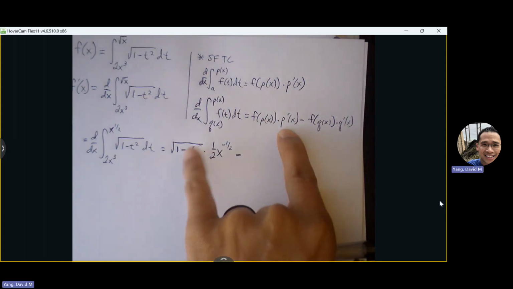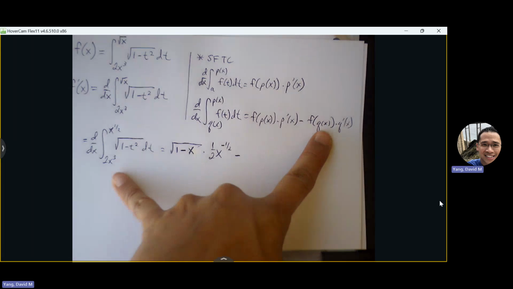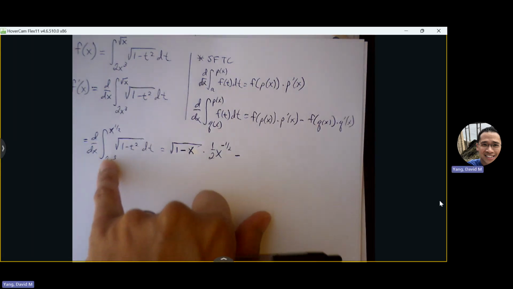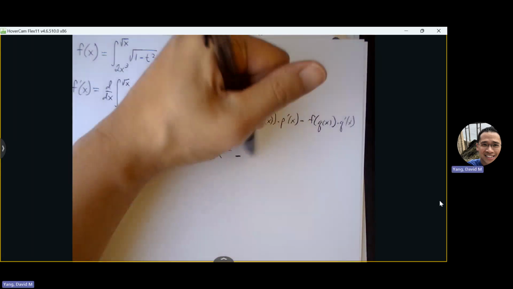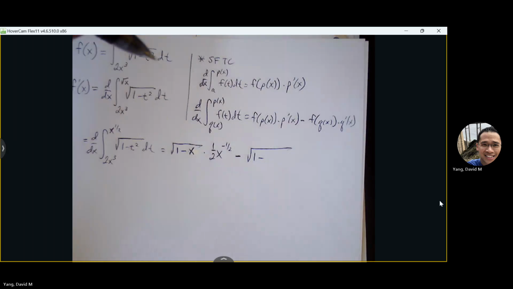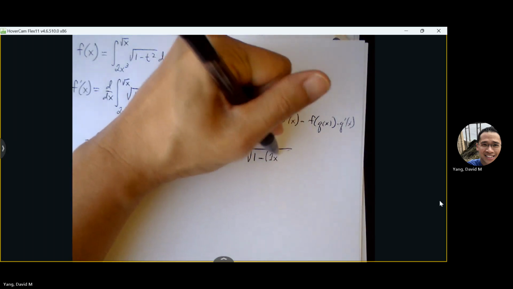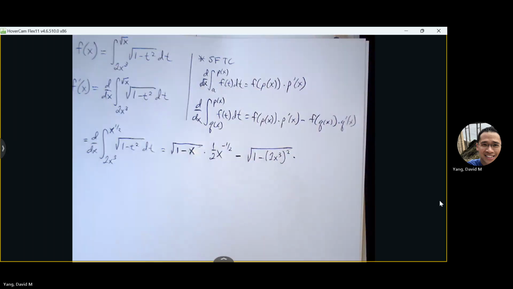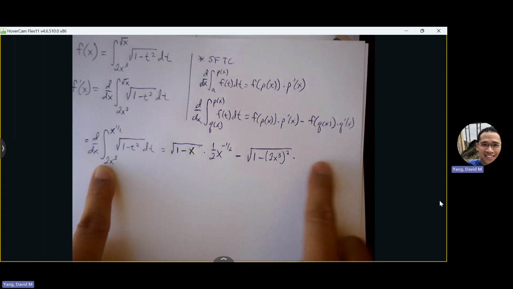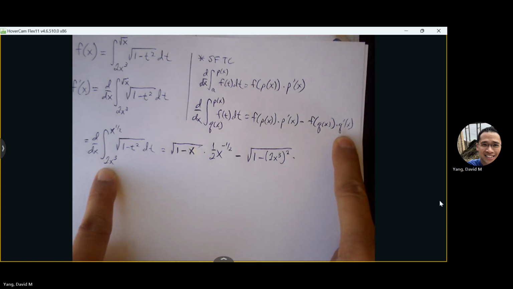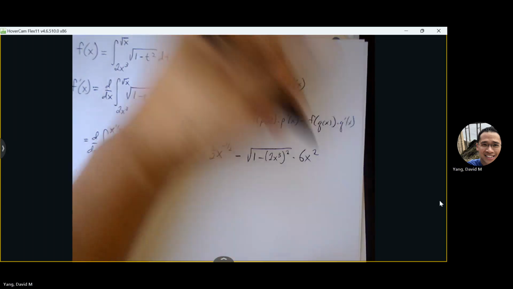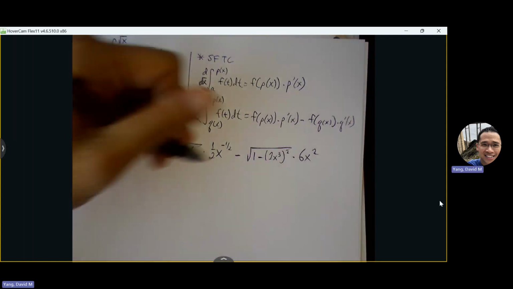So that takes care of that first portion, minus f of q of x. Replace my lower bound into the variable of my expression, times q prime. So this whole mess is my answer.